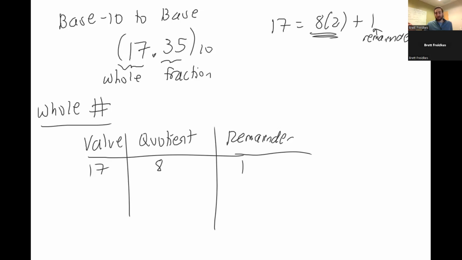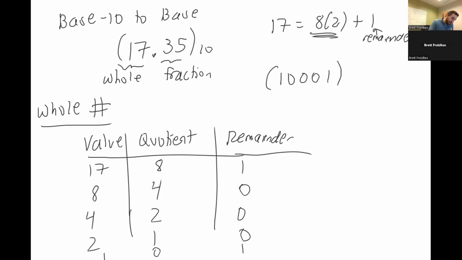I would have 9 groups of 2, and my remainder would end up being 0. So if our quotient is 8, that becomes our new value. Divided by 2, we have 4 perfect groups. Our remainder is 0. 4 divided by 2 is 2. Remainder is 0. 2 divided by 2 is 1. Remainder is 0. 1 divided by 2 is 0. Remainder 1. So if I were to write 1, 0, 0, 0, 1 in base 2, that is equal to 17. That's the whole number.